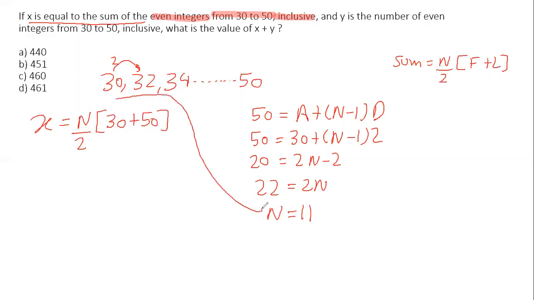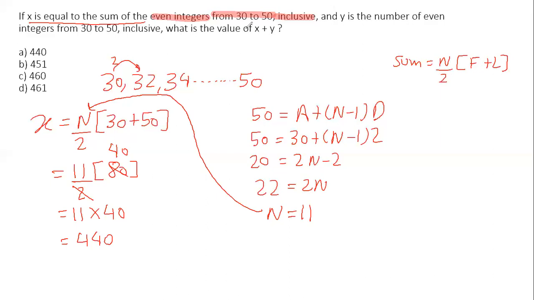Now I can easily replace the value of n in this expression. So n being 11 by 2, first term is 30, last term is 50, so I'll add them up. 80, 2 goes 40 times, so that's 11 into 40, that's actually 440. So I got the value of x.